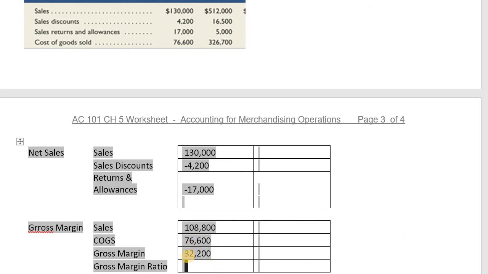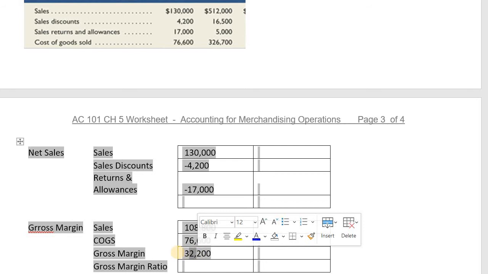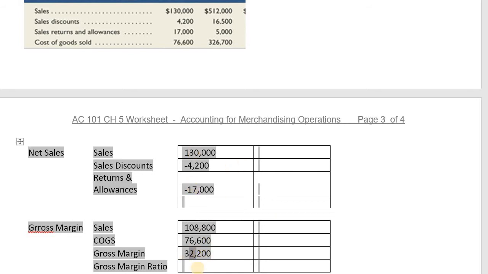So what's our gross margin ratio? It's going to be 32.2 divided by sales. 32.2 divided by 130,000 or 29.6%. That's for A.